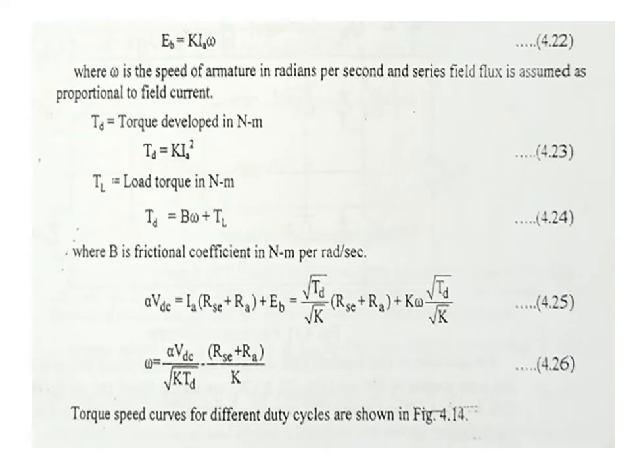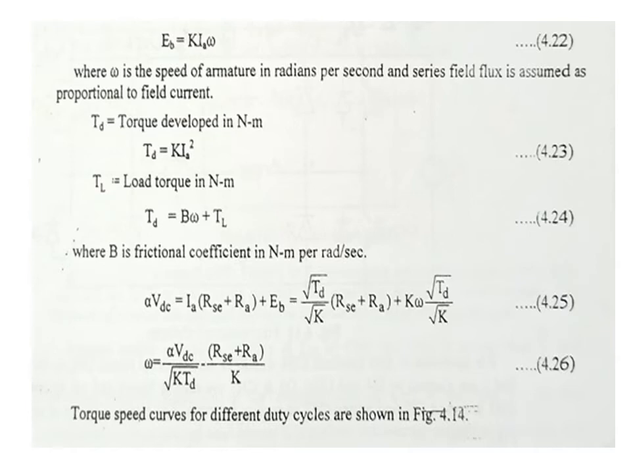Now, as we know, the back EMF Eb equals K into Ia into omega. Okay, this is the equation we already know. Back EMF is directly proportional to armature current into speed. That is the reason why here we have taken Eb equal to K into Ia into omega, where omega is the speed of the armature in radians per second, and series field flux is assumed proportional to the field current.